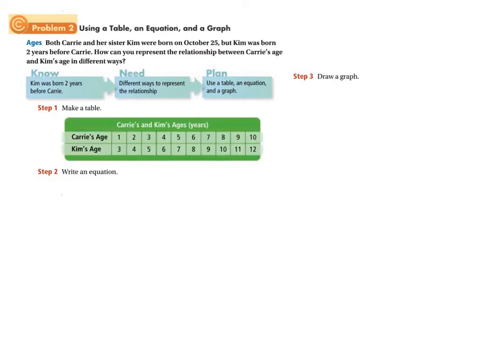Okay. We know that Kim was born 2 years before Carrie, so Kim is 3 when Carrie's 1. Okay. Carrie is 2 when Kim is 4. Since she was born before her, she's older. All the way through. That's the table. We're going to make an equation for it now.